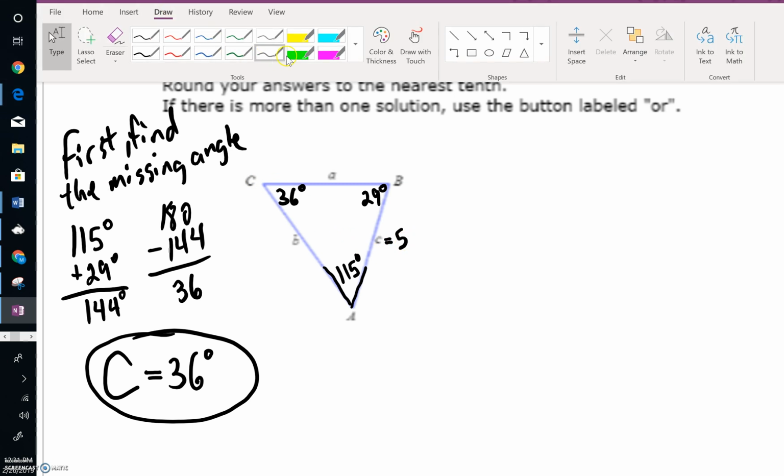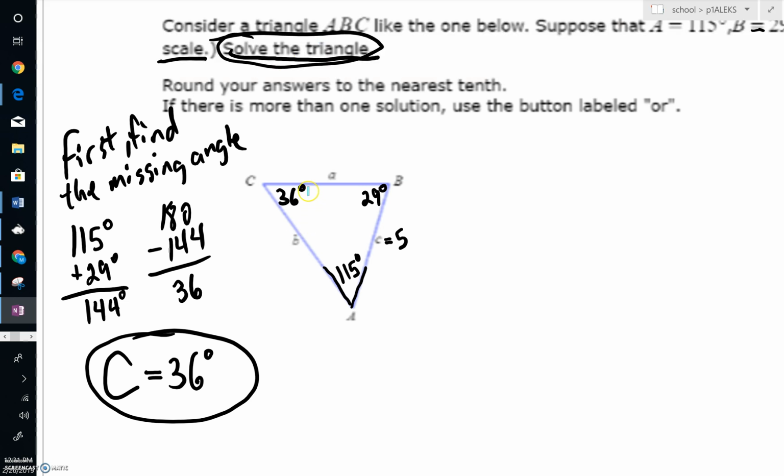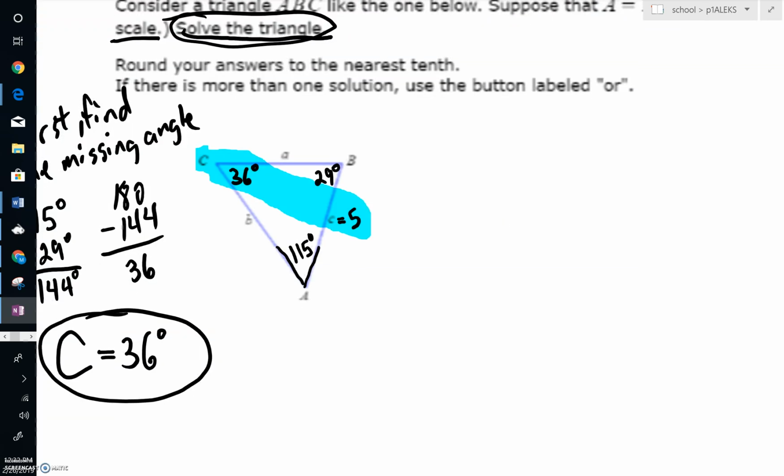Look at A, B, C, and one of those letters, you're going to say, I know the angle and I know the side. I hope that you would quickly see it's letter C. I know capital C and I know little c. And that's so important. It's super, super important because remember how the law of sines looks.